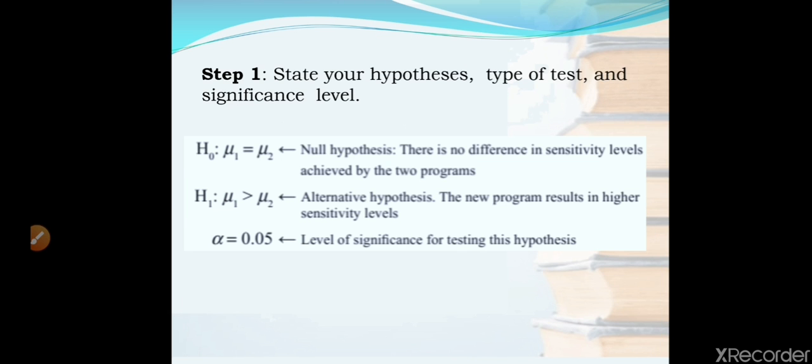So again we will move in the same manner. Our step 1 is state your hypothesis, type of test and significance level. So null hypothesis is mu1 is equal to mu2, means there is no difference in the sensitivity levels achieved by the two programs. Alternative hypothesis is mu1 is greater than mu2, means the new program results in higher sensitivity levels, and the level of significance is 0.05.